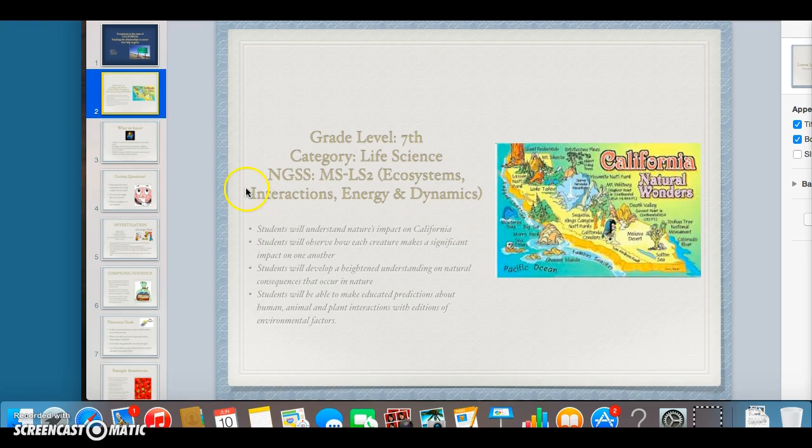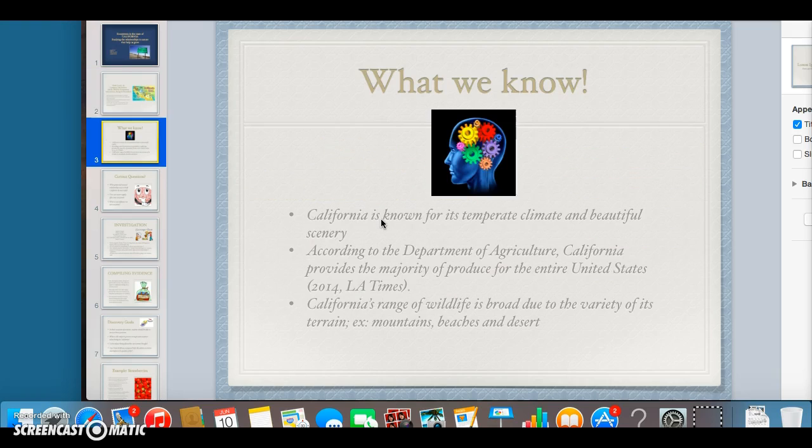So the goals are that students will understand nature's impact on California. Students will observe how each creature makes a significant impact on one another. Students will develop a heightened understanding of natural consequences that occur in nature. And students will be able to make educated predictions about human, animal, and plant interactions with additions of environmental factors. So you're just exploring how each creature, regardless of its size, regardless of its species, does affect one another.